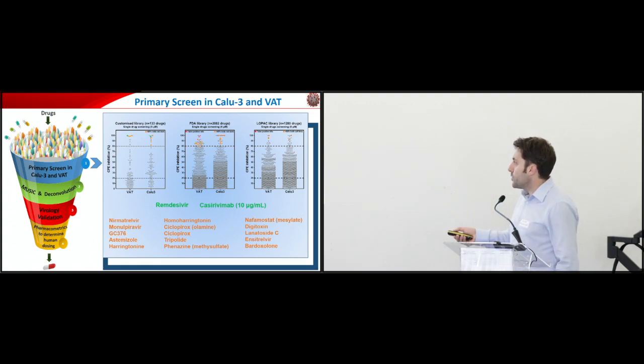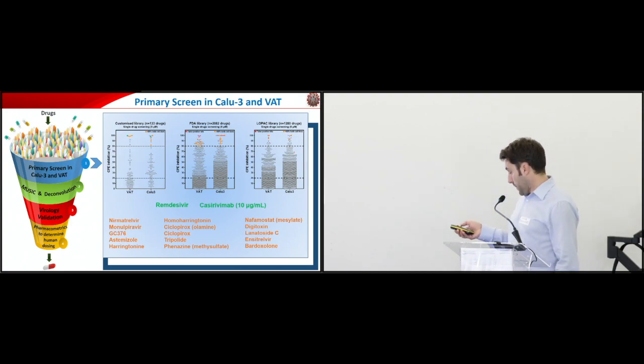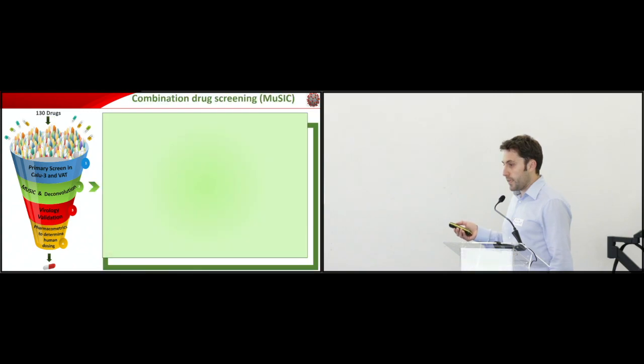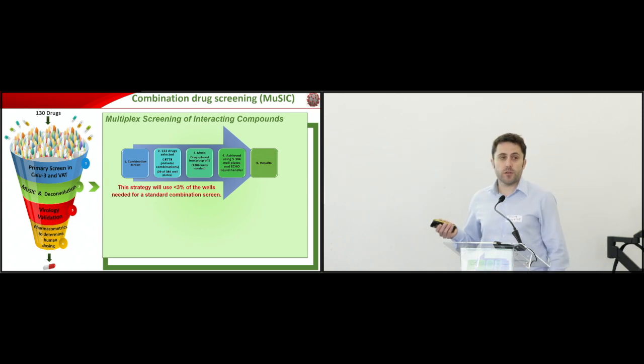We also recovered some known drugs, such as nirmatrelvir or molnupiravir, which have already been approved into the clinic. That allowed us to select the best drugs to use for the combination screening. For this screening, we use what we call a MuSiC approach. This approach consists in clustering the drugs in groups of 5, randomized in a way so that all the drugs are eventually paired with all of the other drugs of the library.